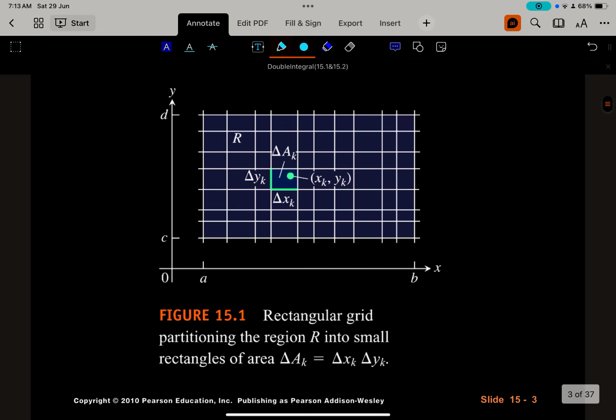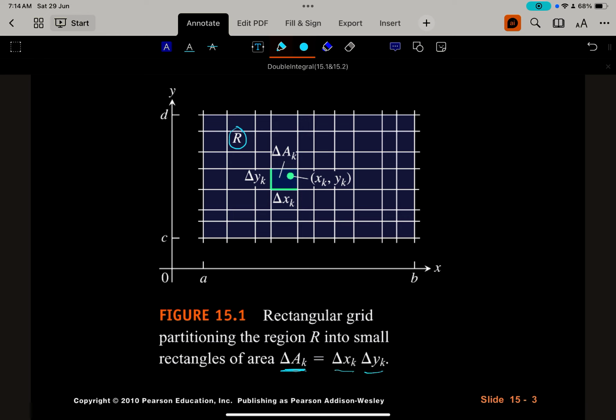So first let's start with the definition of a double integral. Let's start to define the environment for defining this double integral. Now we can see this is a rectangular grid and we partition this region, we call this region R, into small rectangles of area delta A K. Now what does delta A K mean? It basically means multiplying delta x k by delta y k.